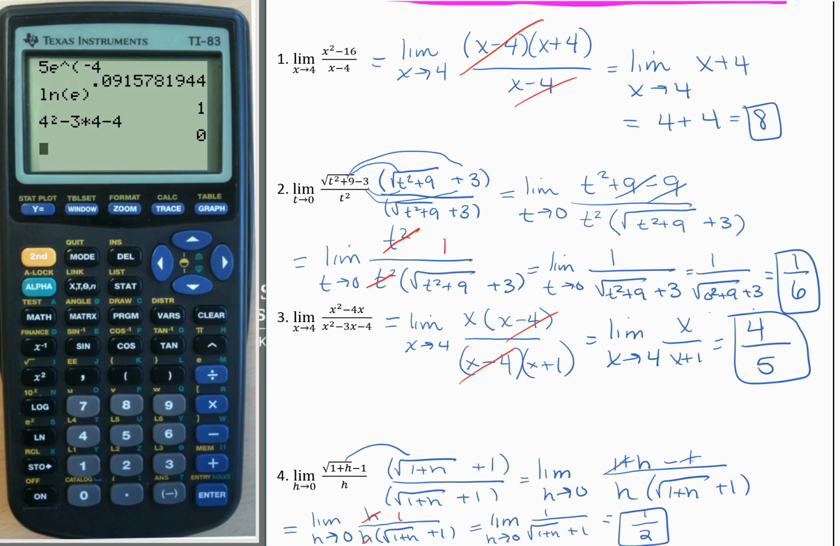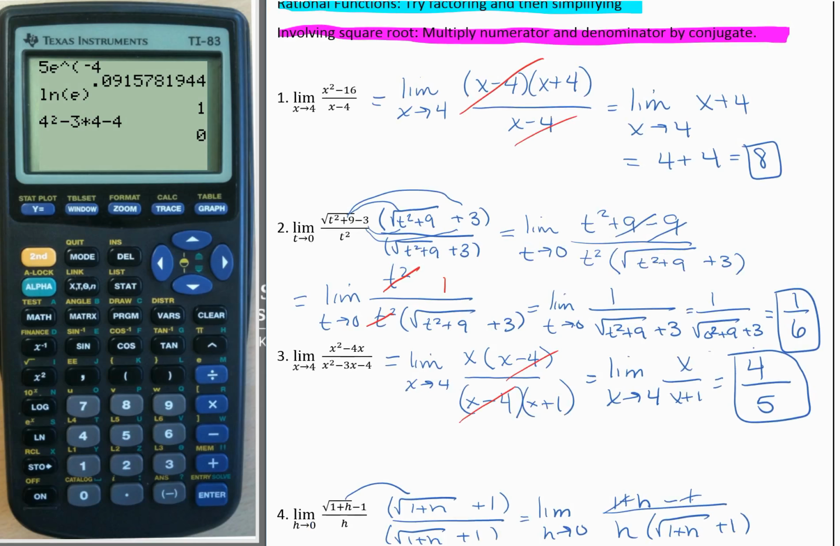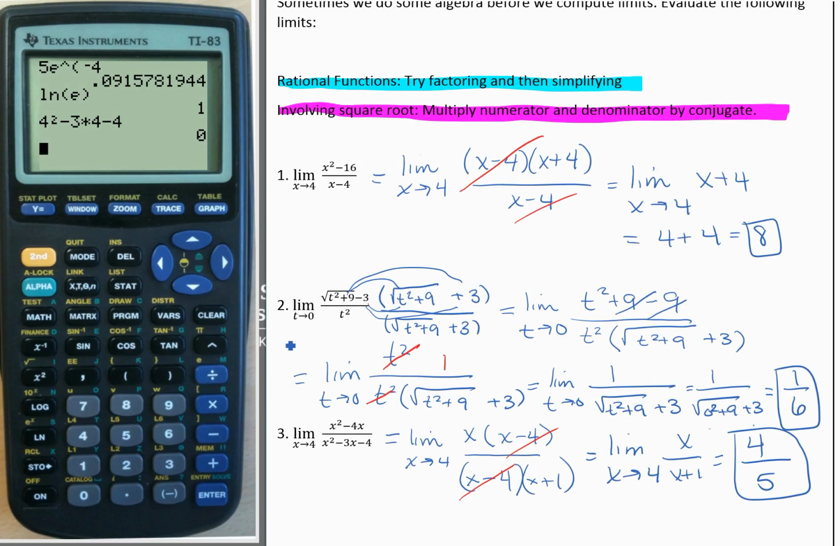Okay, so just to recap the video, when you have a rational function and you get a 0 in the denominator, you'll factor and simplify. And if you have one of these square roots, you'll multiply the numerator and the denominator by the conjugate.